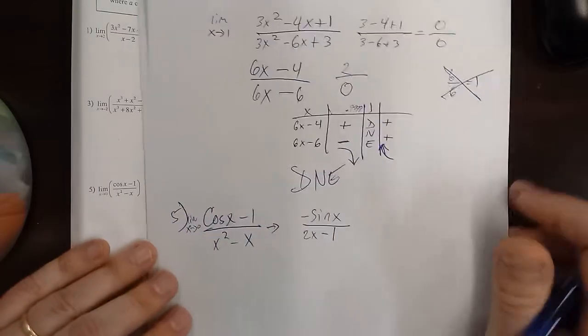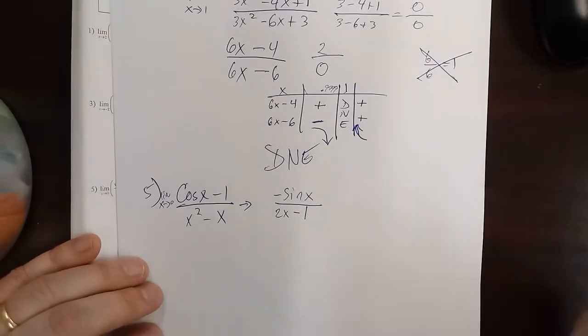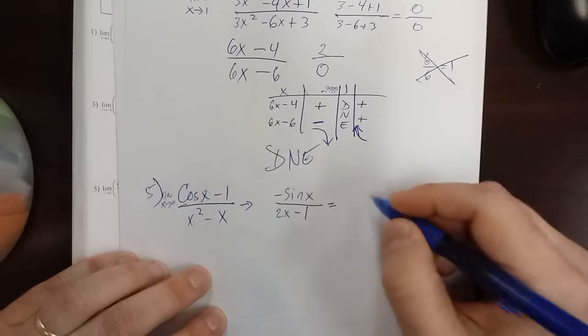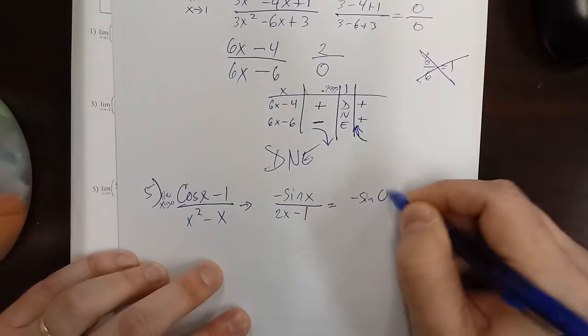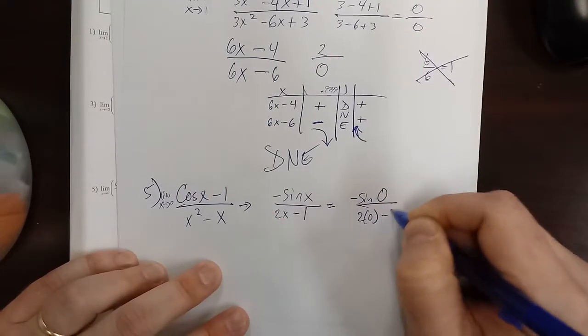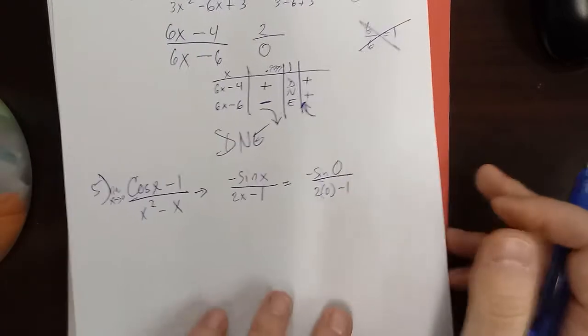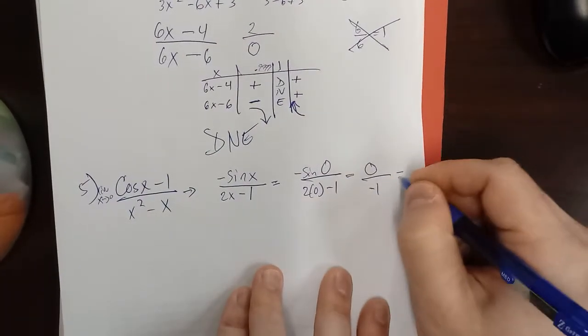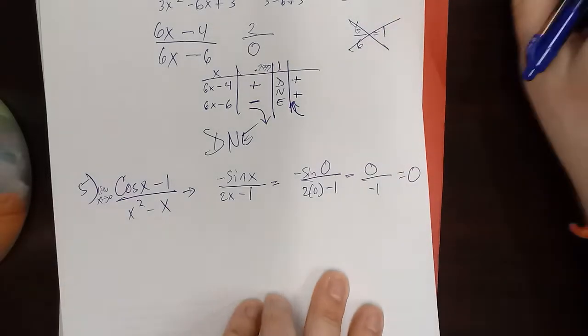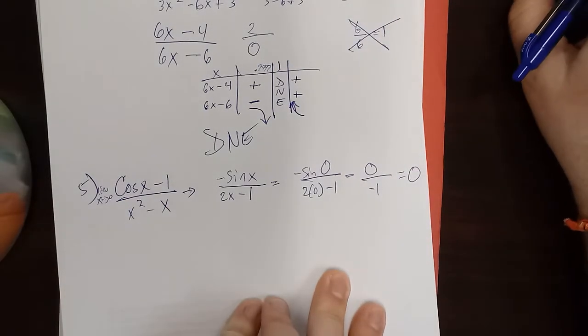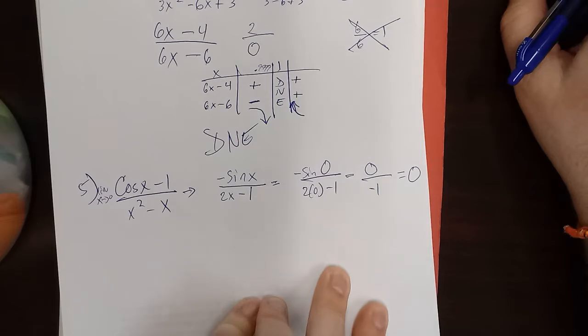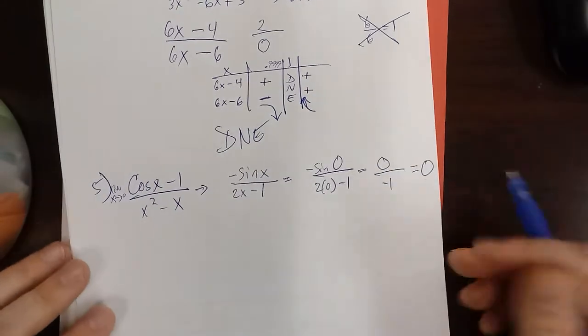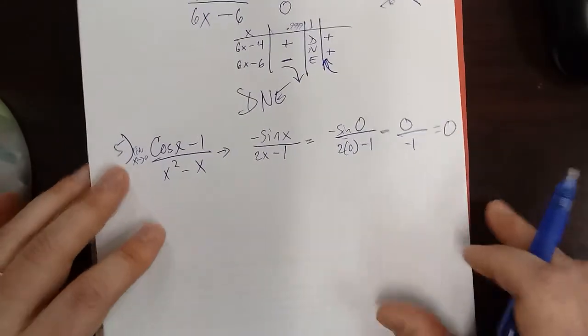You might be thinking, oh, I get 0 over 0 again. I got to use L'Hopital's again. Pause. Plug in the 0. We get negative sine of 0 over 2 times 0 minus 1. Oh, snap. 0 over negative 1. It's 0. The limit is 0. So, we only had to use L'Hopital's once because then we were able to plug it in and get the answer.